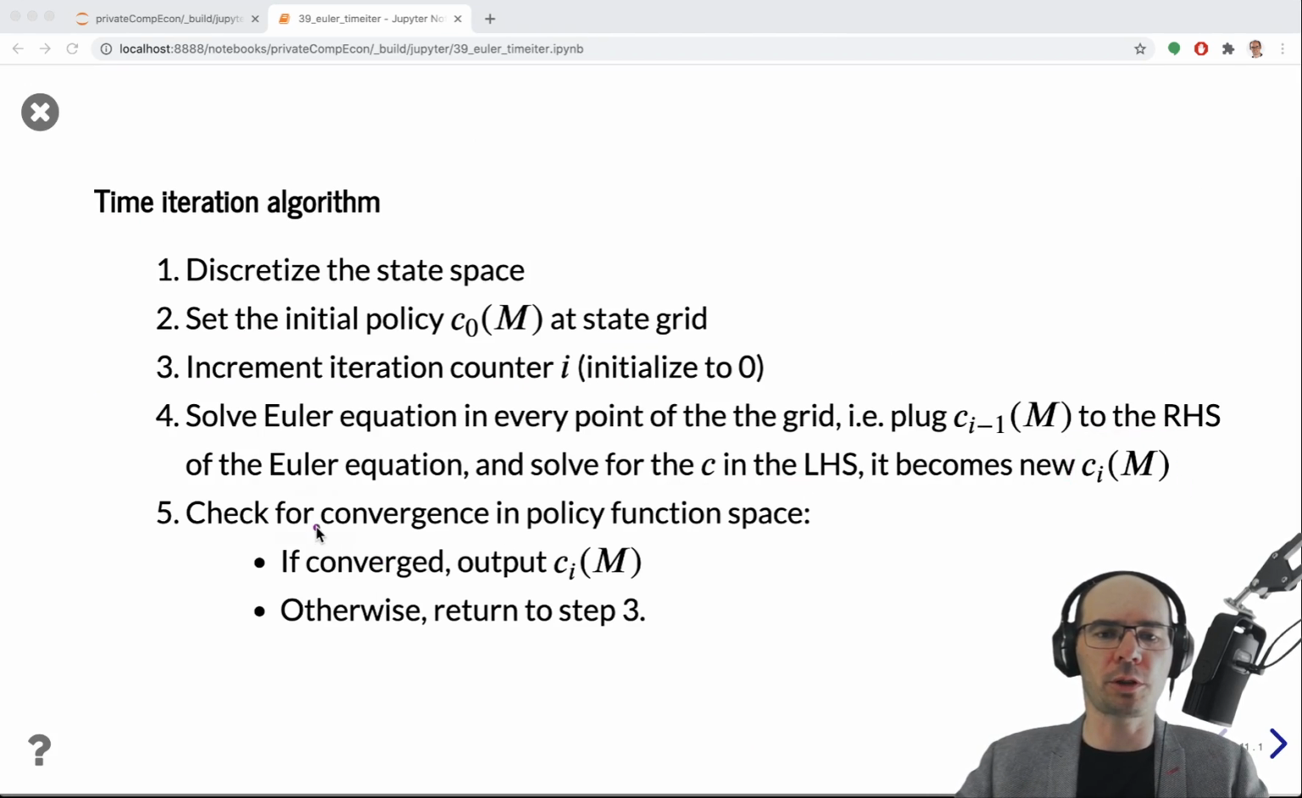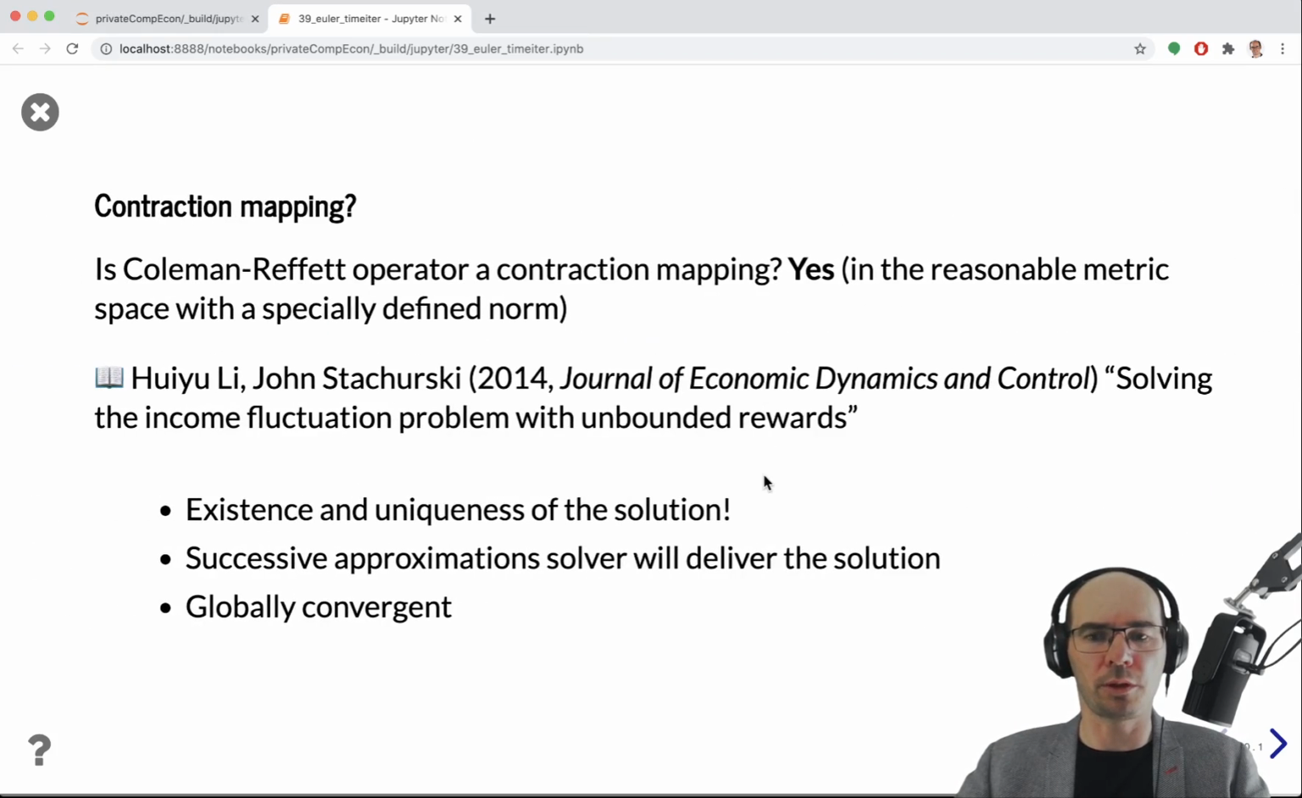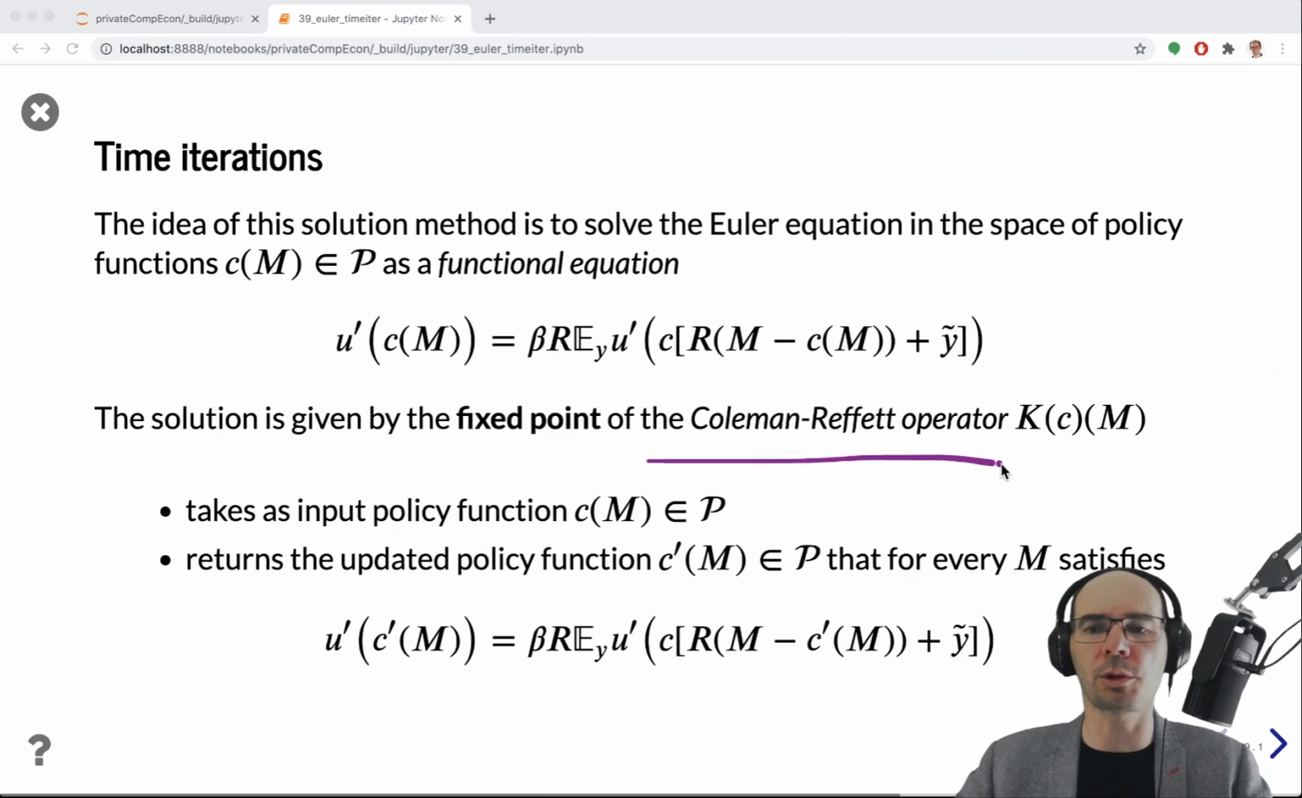And then we just check for convergence, right? So iterate, okay, over these three steps, loop over the three steps in pretty much the same way as the value function iteration solver works. Except now we are applying the successive approximations solution method to find the fixed point of a different operator, the Coleman-Reffett operator K, instead of the Bellman operator.